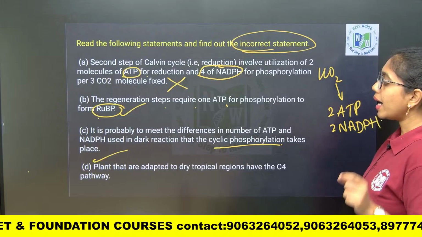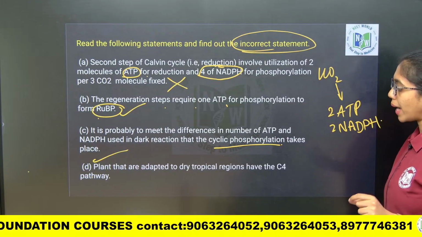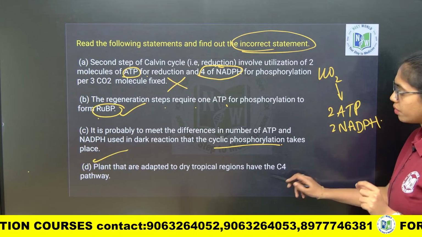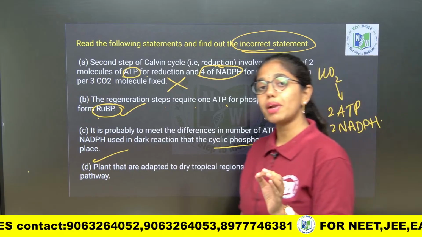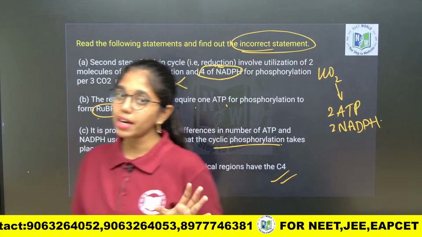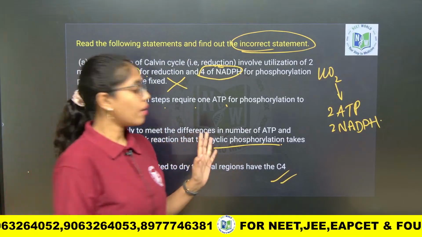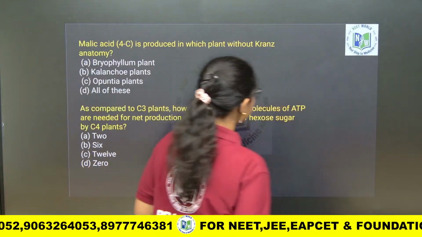Next, plants that are adapted to dry tropical regions have C4 pathway. All the tropical plants, C4 plants are what? Tropical plants. C3 plants are what? Temperate plants. We have already discussed this.